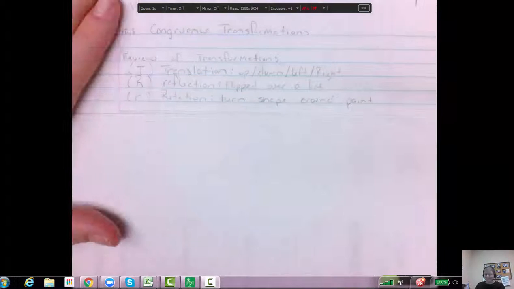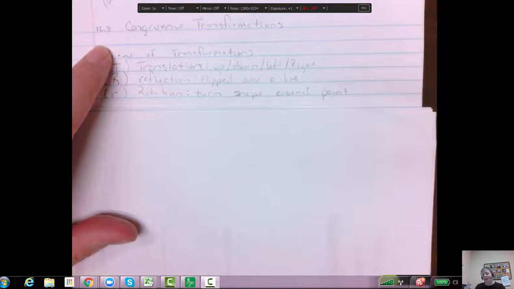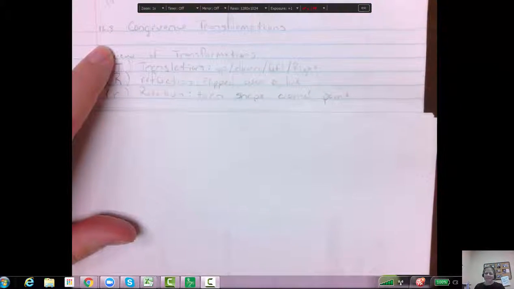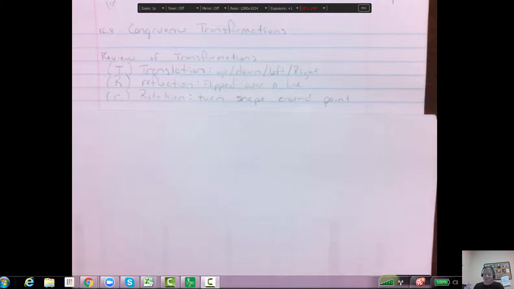Hi, this video is going to help with section 12.8 in course 1, and it's over congruent transformations of a triangle. So basically we've gone through all these rules of congruence for triangles. Well, in this section we're going to use those transformations to help us with how one shape is going to move and directly be on the other shape. So let's review these transformations.